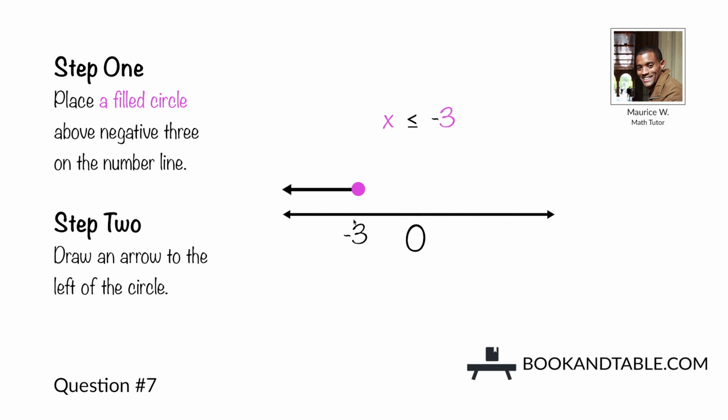Step 1. Place a filled circle above -3 on the number line. It is filled since x can equal -3. Step 2. Draw an arrow to the left of the circle. We go to the left since it is less than, and the numbers get smaller as you move from right to left along the number line. So this would be the answer to question number 7.